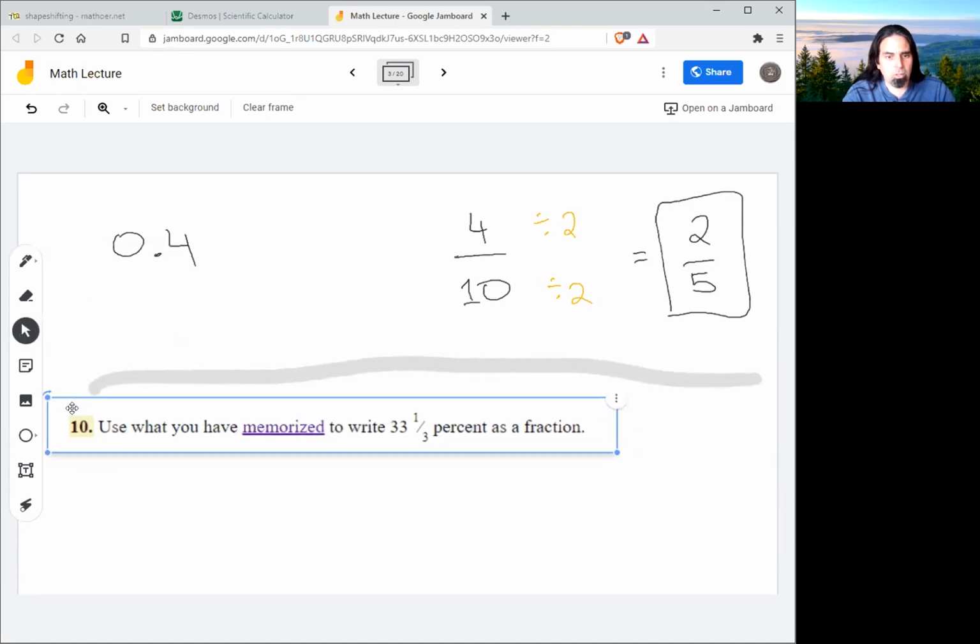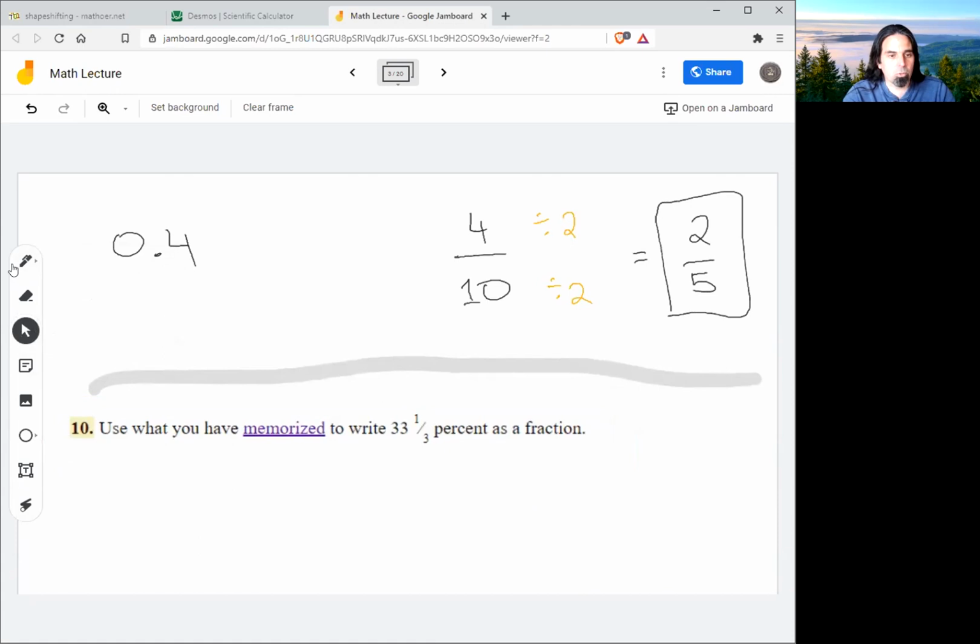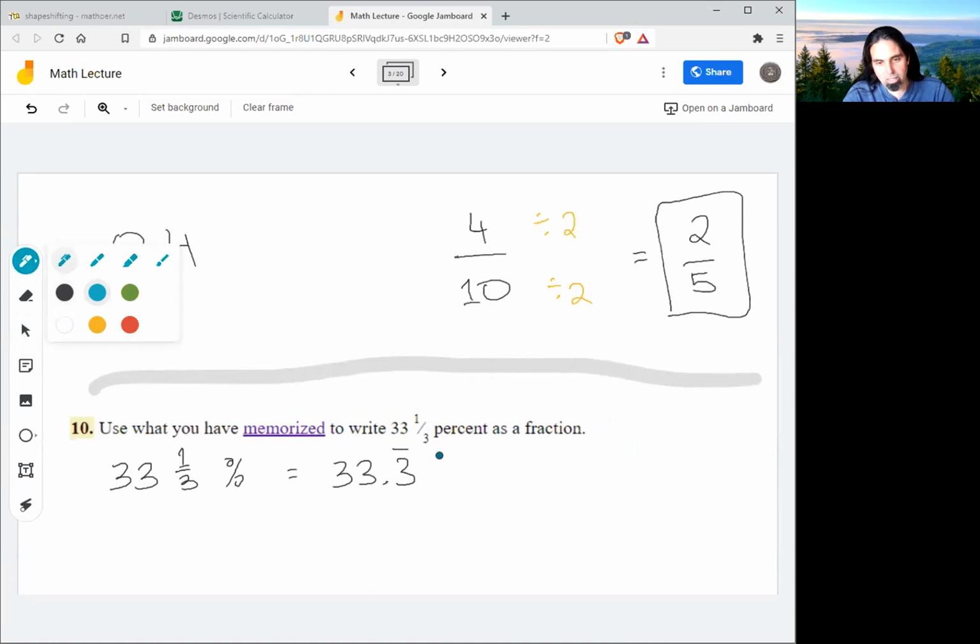So use what we have memorized to write 33 1/3% as a fraction. We could take the 1/3 and change that to 0.3 repeating. And then we can take the percent. Why does it say fraction? I should have said percent there to be what I was just doing. Then we would scoot the decimal point twice and it would get 0.333 repeating.